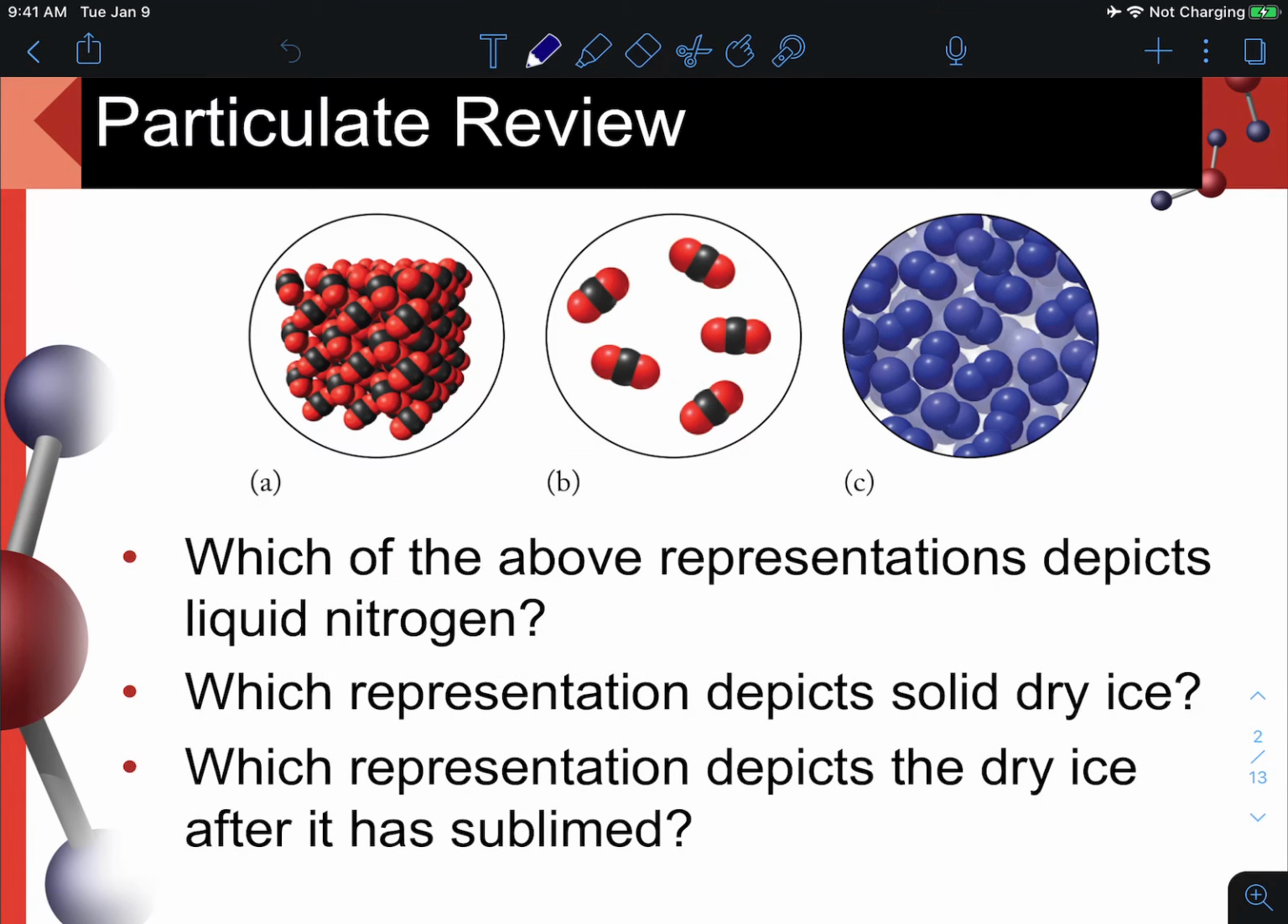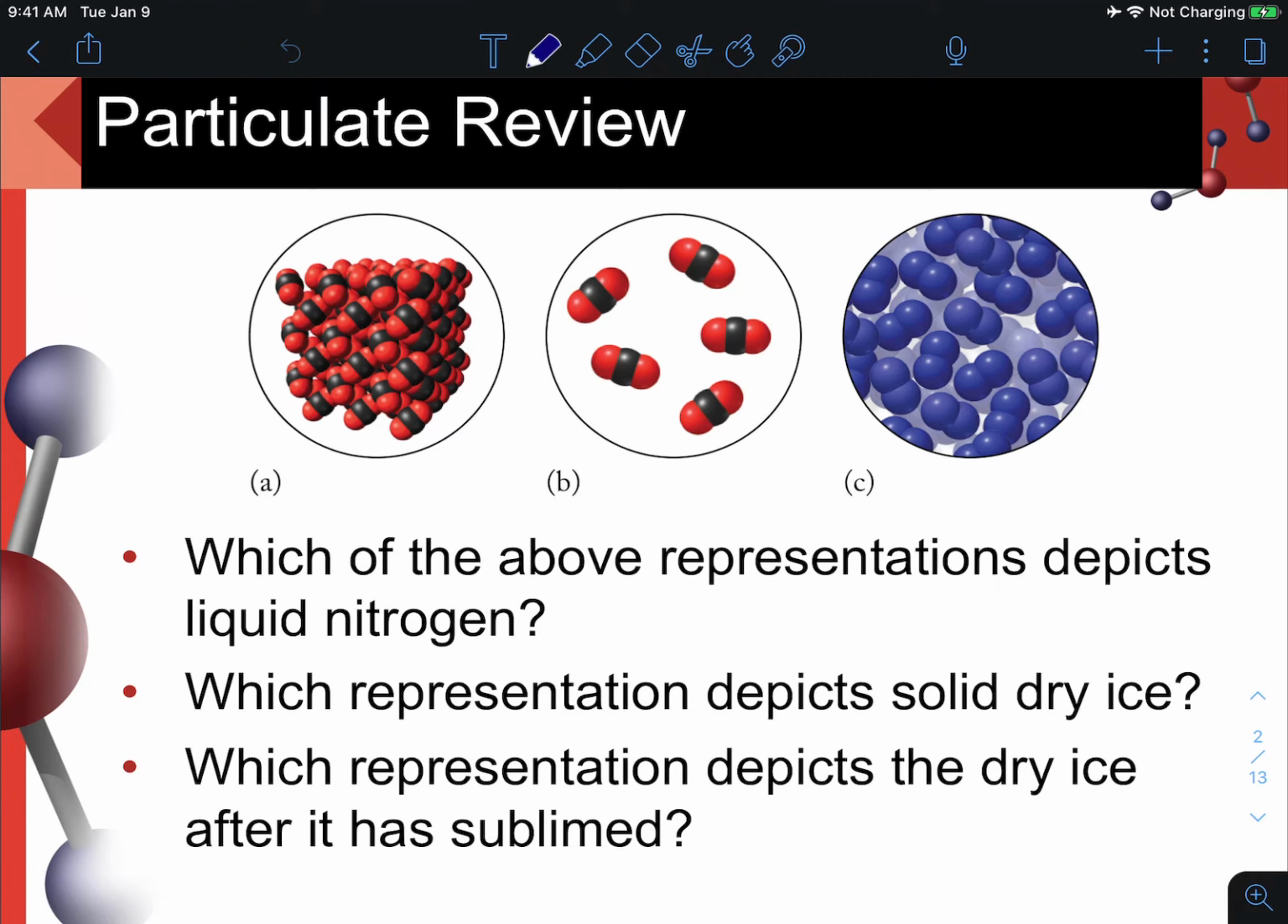Which of the above representations depicts liquid nitrogen? Well, first of all, you should know the difference between solids, liquids, and gases. Gases are spread out with little interaction. Liquids have some interaction, and solids are limited in their movement. Gases, of course, expand to the whole container. Liquids take the shape, to some extent, of that container. And solids are fixed in space.